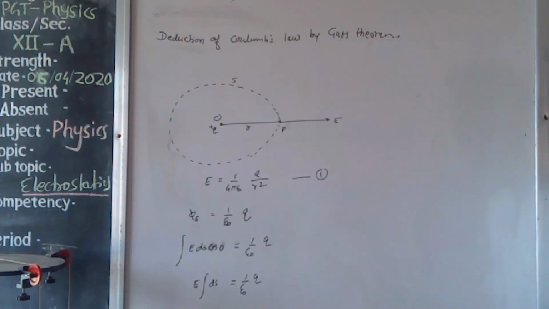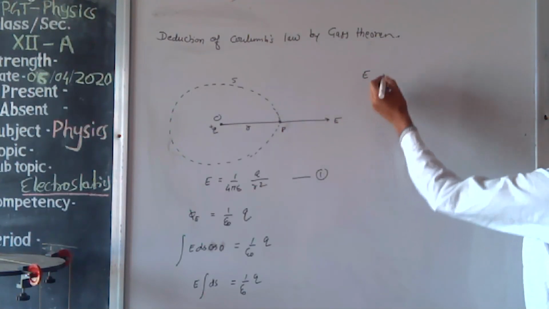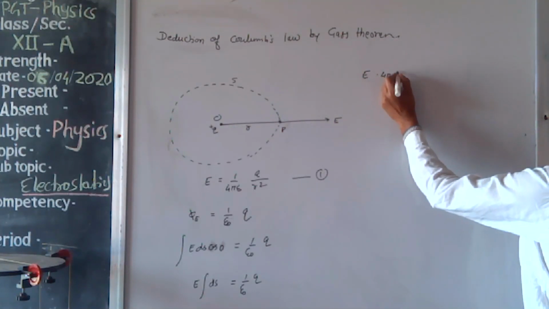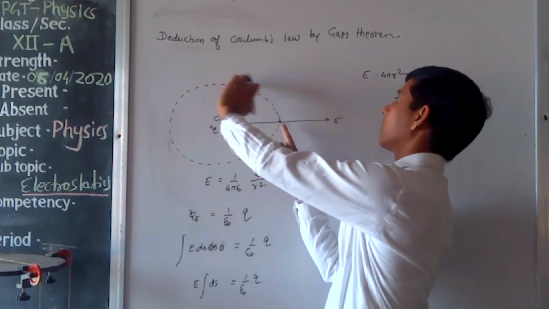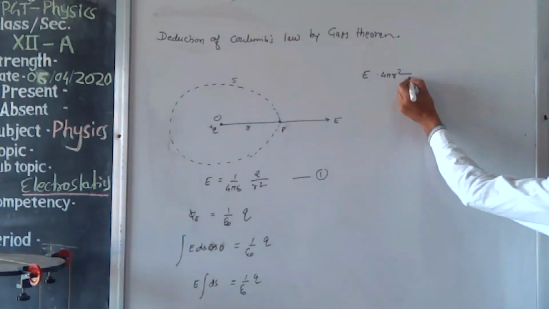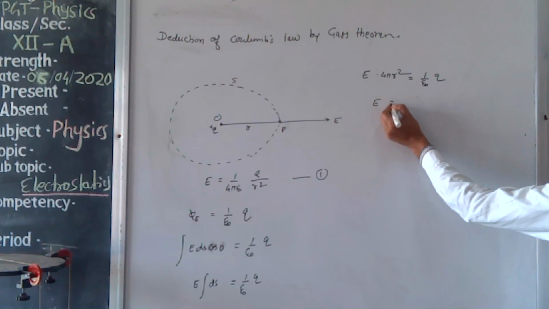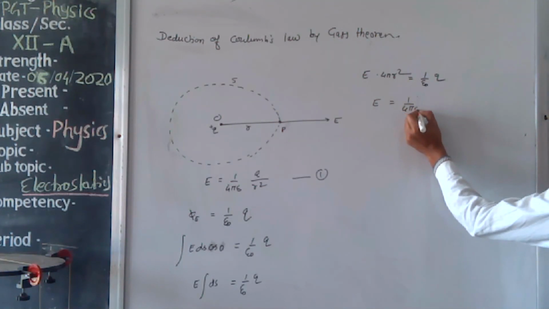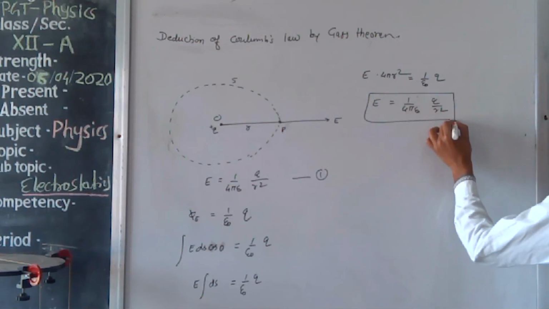But we know that the integral of ds will be 4 pi r square. Why 4 pi r square? The integral of ds means the total enclosed area. So E times 4 pi r square equals 1 upon epsilon naught q. Then the intensity will be 1 upon 4 pi epsilon naught q upon r square. This is the formula for intensity.